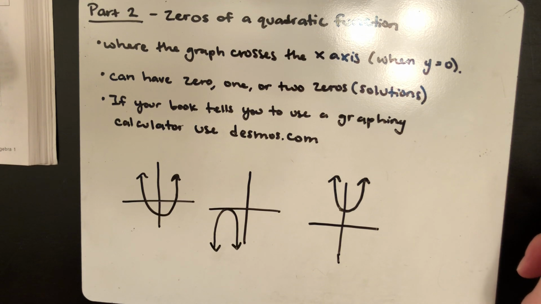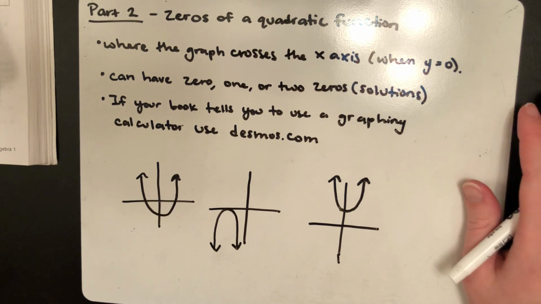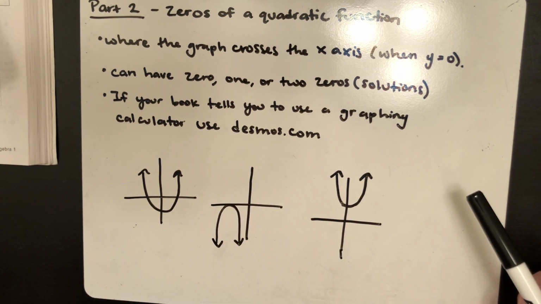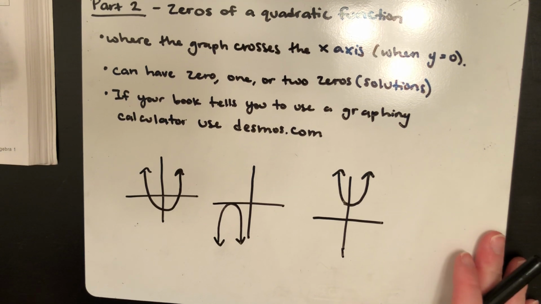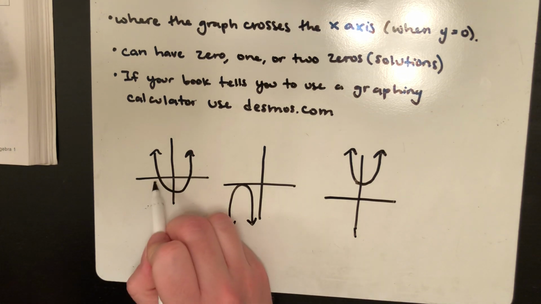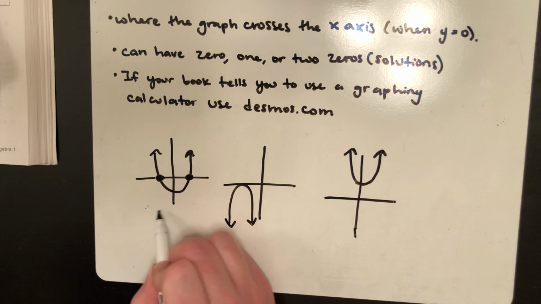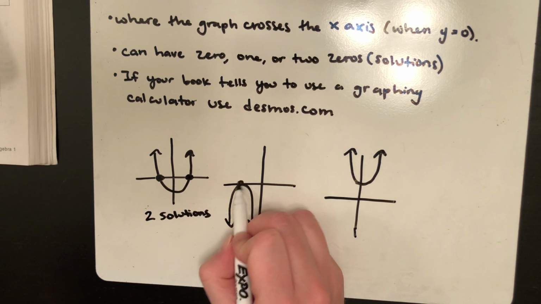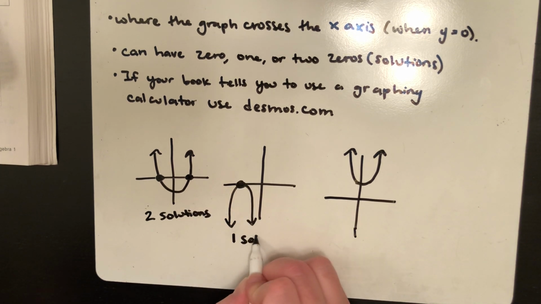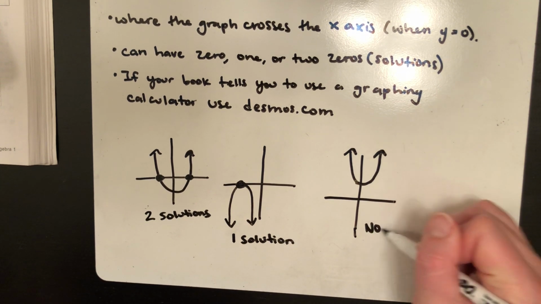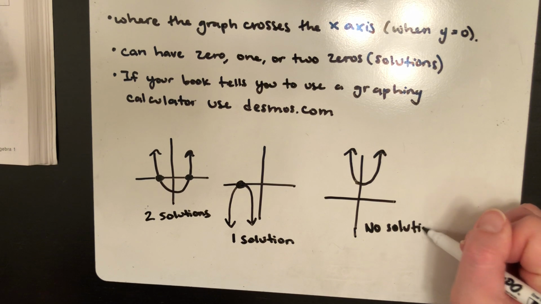If your book tells you to use a graphing calculator, go ahead and use desmos.com. That's DESMOS.com. If you are doing some practice problems outside of ALEX. And so these are what the graphs would look like. This graph, see how it crosses the x-axis twice? So this would have two solutions. This graph crosses the x-axis once, so it would have one solution. And this graph never crosses the x-axis, so it would have no solution.